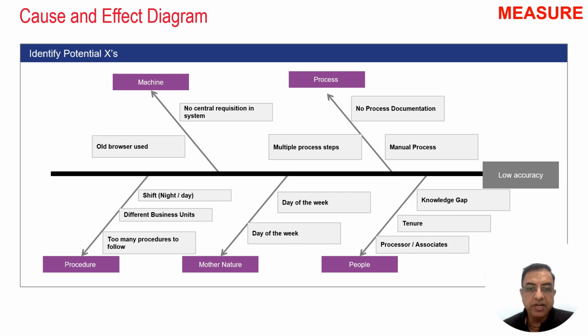Under mother nature, they said the day of the week could be an issue, or the day of the month could be an issue. Under people, they had a knowledge gap, a tenure issue, and the processor or associate themselves as issues. Because in a team, there could be some associates who are creating this problem. That is why they took that as one of the potential X's.